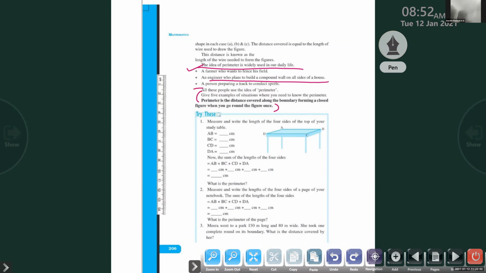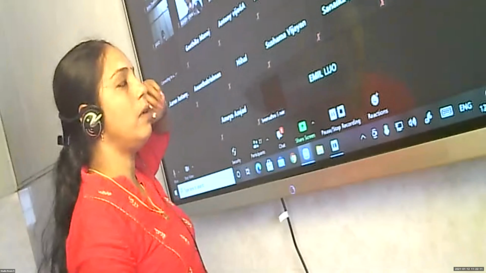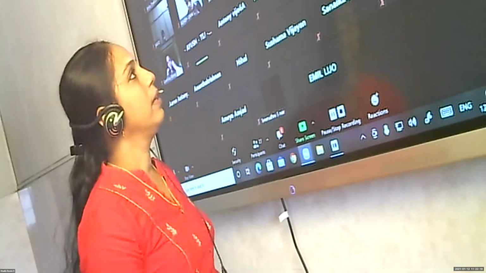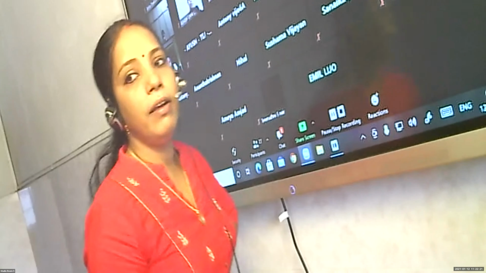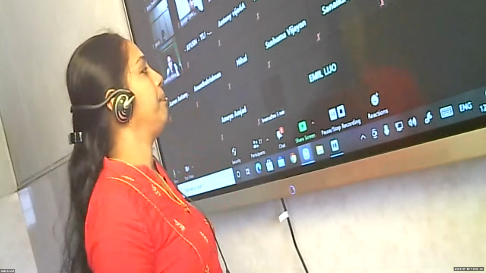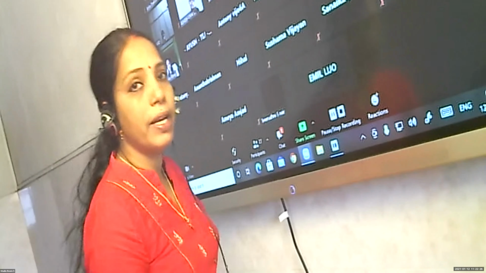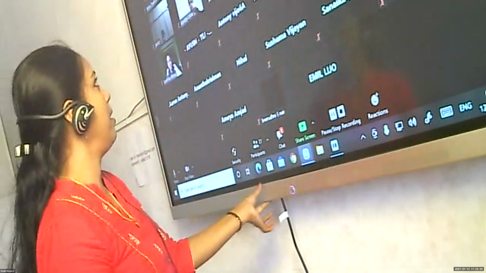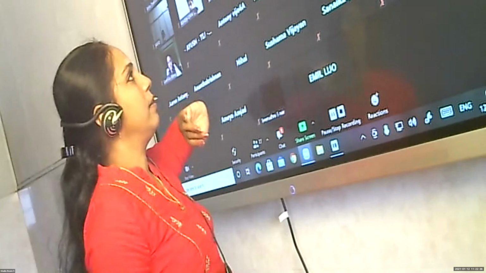Then next one, a person preparing a track to conduct sports. Track. Have you seen our running track when we are conducting sports in our school? So that is also where we are using the idea of perimeter. Again, when we have a picture, we are framing it. A picture we will frame, right? So here the board has a metal frame. So we are framing a picture.